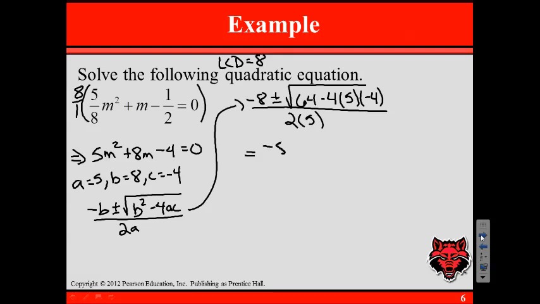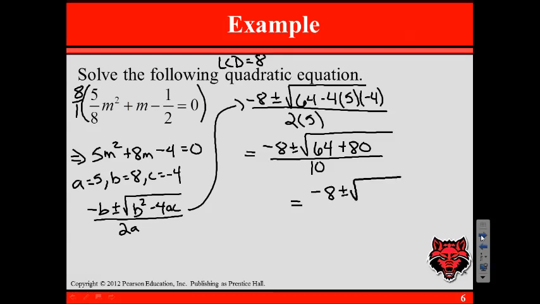We get -8 plus or minus the square root of 64. -4 times 5 is -20. -20 times -4 is +80. All over 2 times 5 is 10. This reduces to -8 plus or minus the square root of 144, all over 10. Let's take this to the next slide and finish solving.